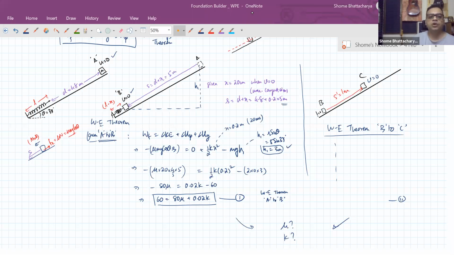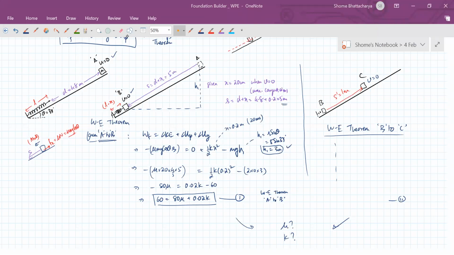Kunj, because see what is happening now, the block is starting from rest at A, and where I'm taking the final state, the spring has maximum compression, so the block has come to rest against the spring. Momentarily it's come to rest before it rebounds. So the final speed is also 0, no.